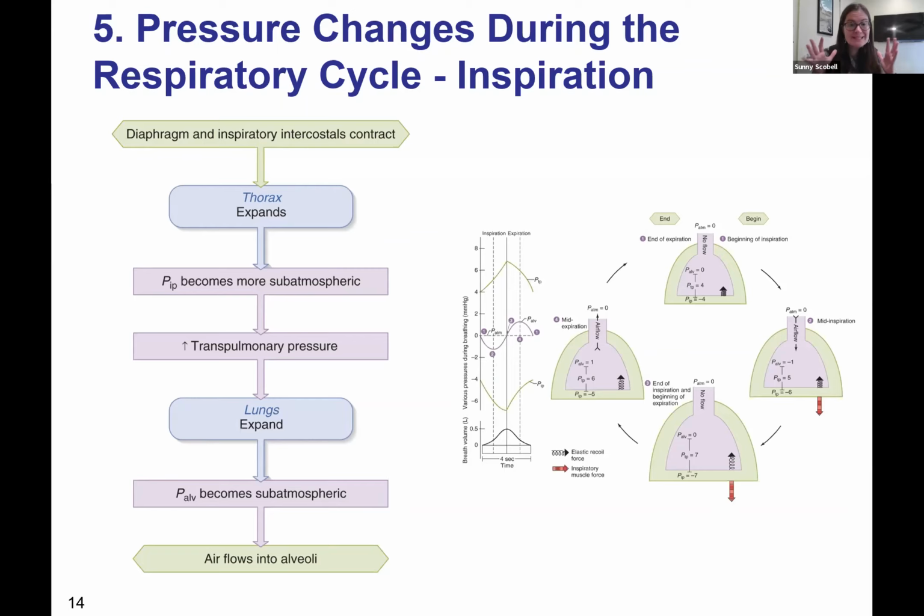I want you to write this somewhere in your notes. Container moves first. That changes the volume, which changes the pressure inside that container in an inversely proportional way. And then air is going to move from high to low pressure. If you remember that basic sequence of events, you will not go wrong in this whole process.